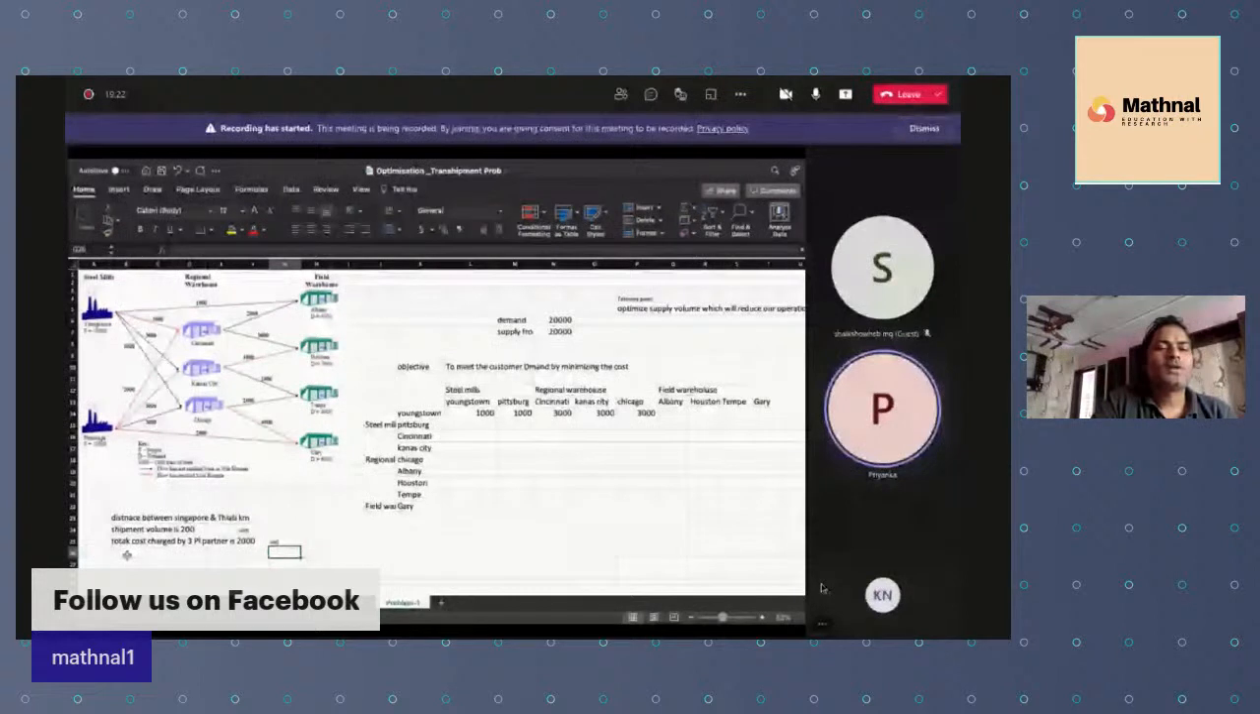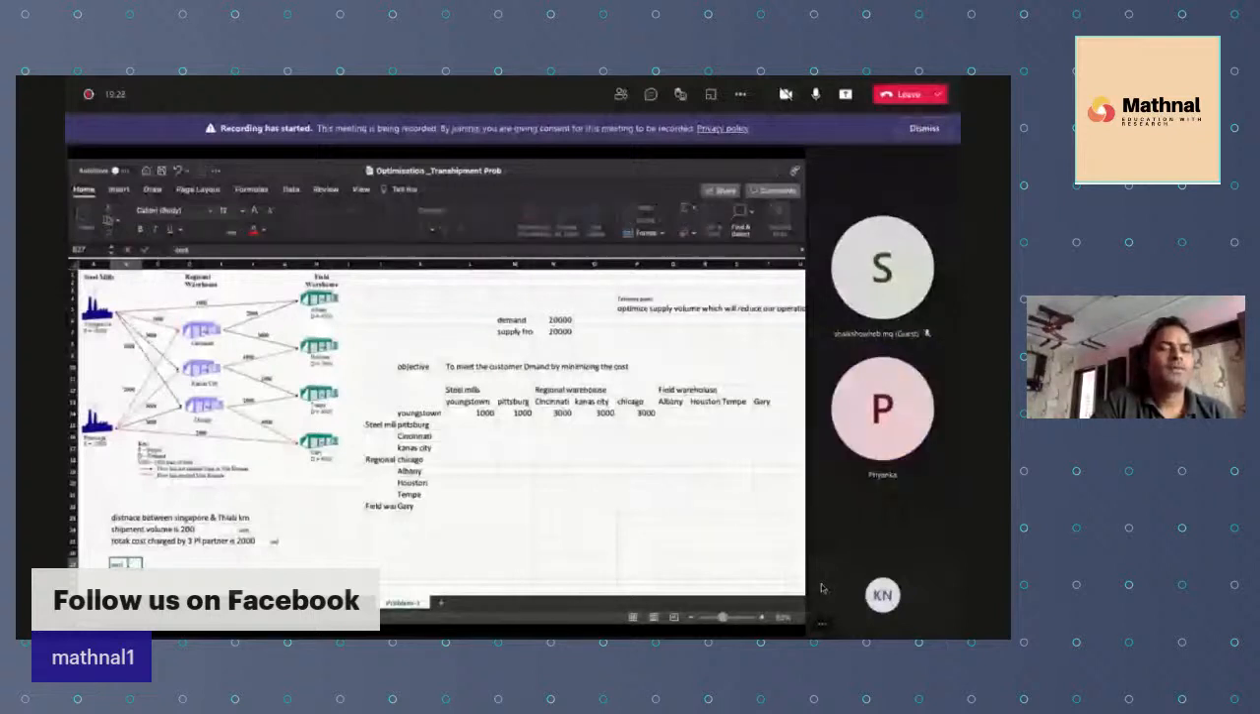The fee charged by the shipment, the shipment fee charged by the 3PL partner, in terms of cost per unit per kilometer. Cost per unit per kilometer.